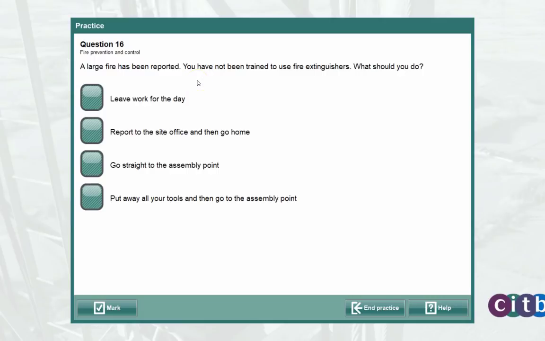A large fire has been reported. You have not been trained to use fire extinguishers. What should you do? Leave work for the day. Report to the site office and then go home. Go straight to the assembly point. Put away all your tools and then go to the assembly point.